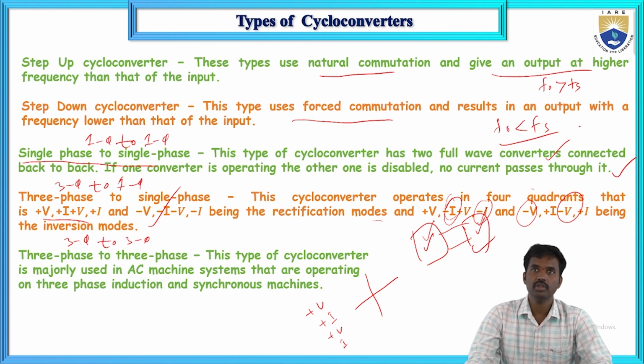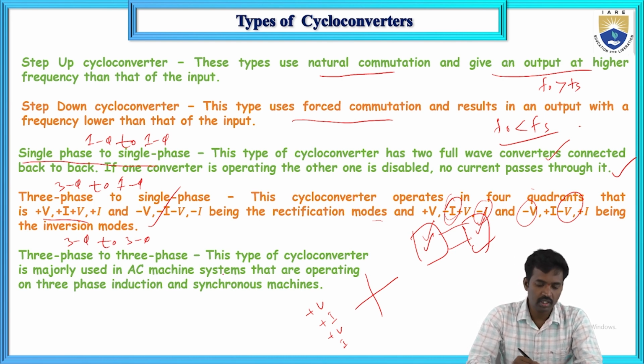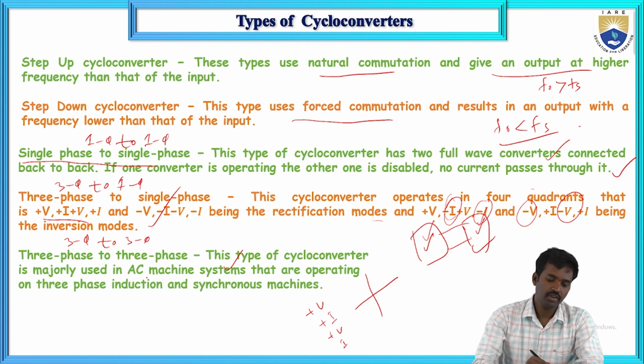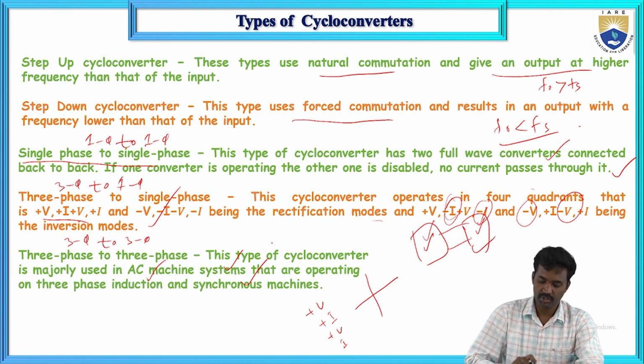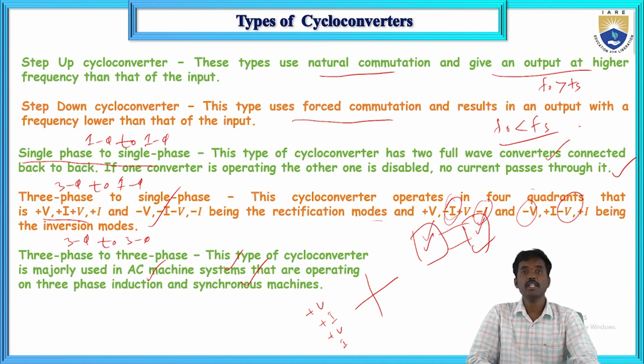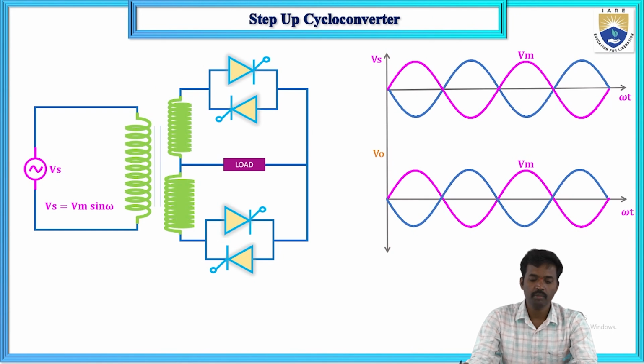And next, the three phase to three phase type of converter. The cycloconverter is majorly used in AC machine systems operating on three phase induction machines and three phase synchronous machines. First I will explain the step up cycloconverter with midpoint.